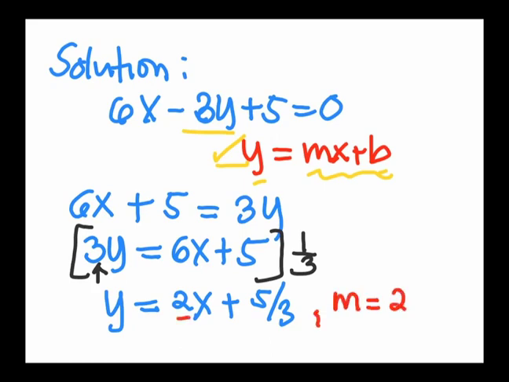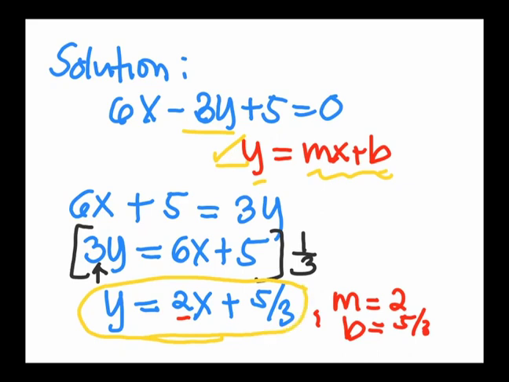This is now the equation of the line in slope-intercept form, where m, the slope, is equal to 2, and the y-intercept is equal to 5/3. Okay, so this is now the equation of the line in slope-intercept form. That is, we were able to reduce this general equation of the line to its slope-intercept form.